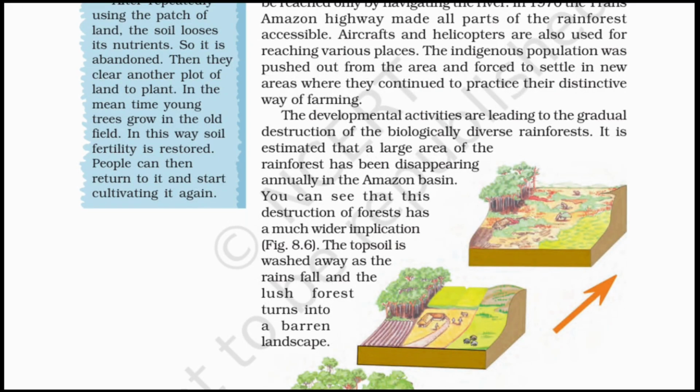The developmental activities are leading to the gradual destruction of the biologically diverse rainforests. It is estimated that a large area of the rainforest has been disappearing annually in the Amazon basin, right? So actually the Amazon basin is reducing, right?